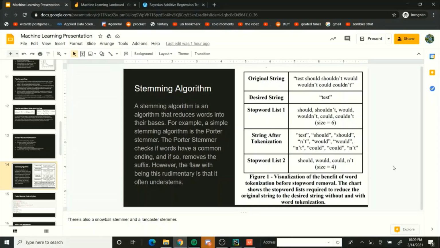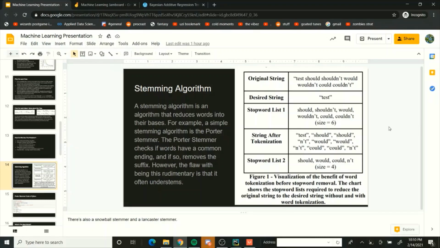So the Porter stemmer checks if words have a common ending such as -ed or -ing, and if so, it will remove that suffix. If we look at stop word list 1, then the string after tokenization and stop word list 2, you can see it combines should, shouldn't, would, wouldn't, could, couldn't, and reduces them to their base stem form, while also keeping track of the suffix as well.